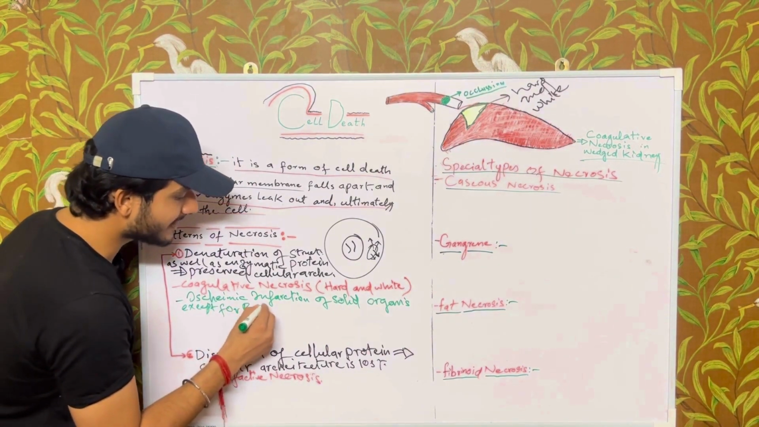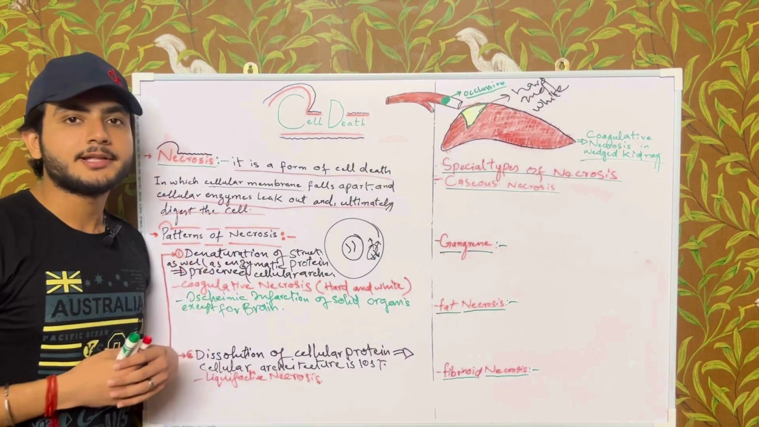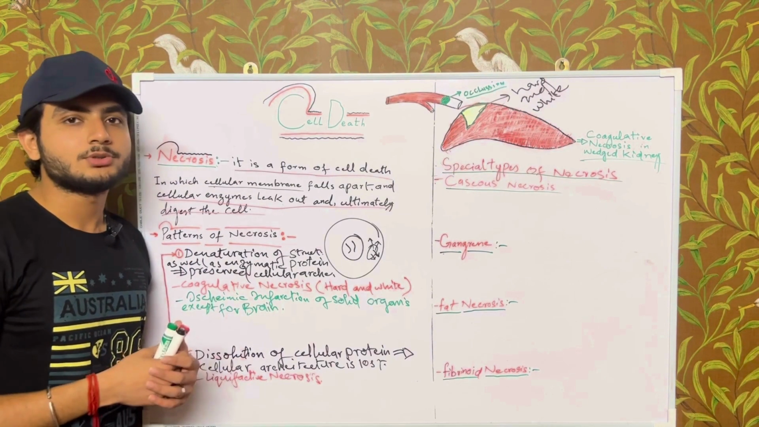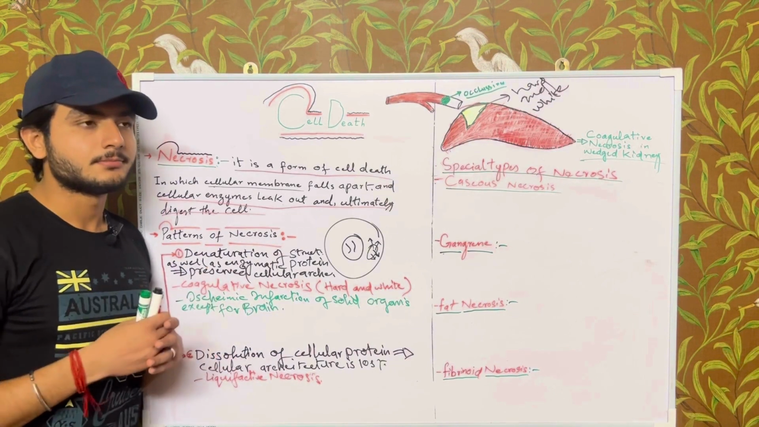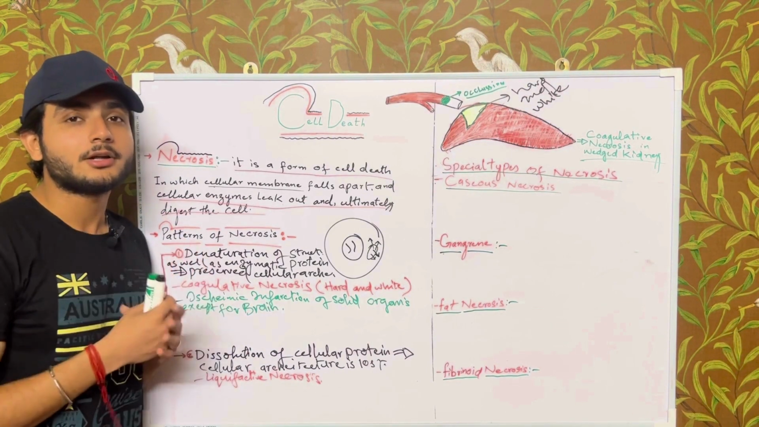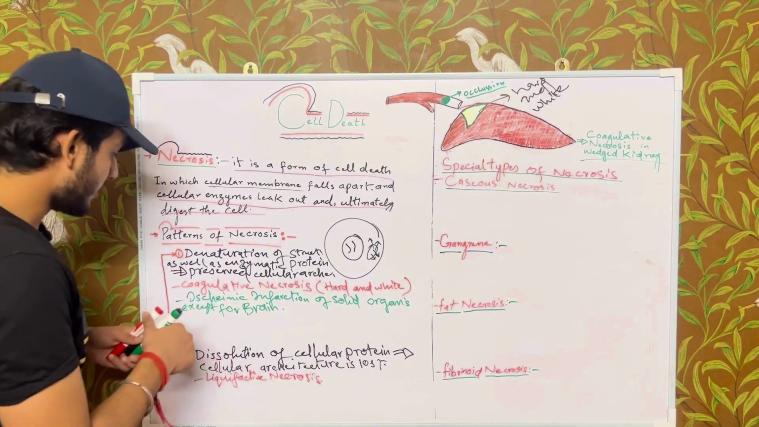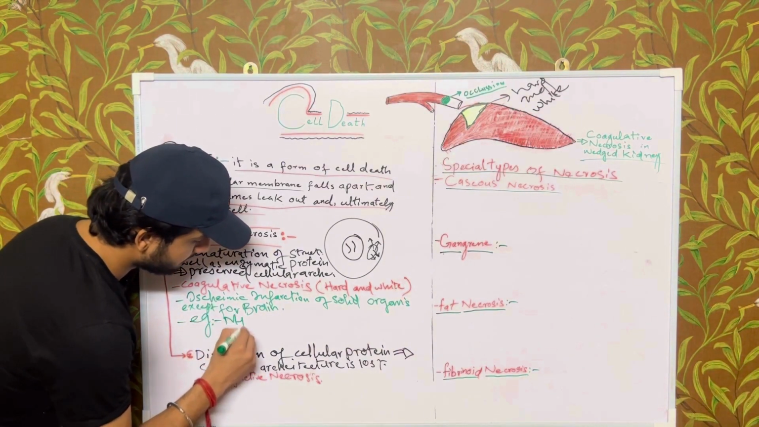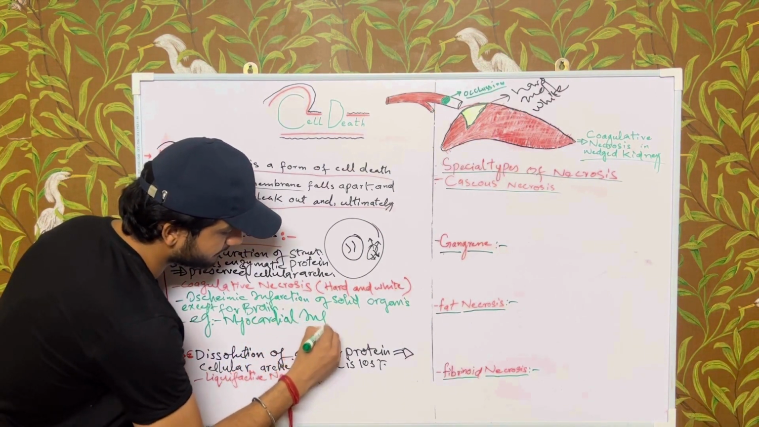The best example of this pattern of necrosis is myocardial infarction. In myocardial infarction, the blood supply to part of the myocardium is cut off, due to which there is formation of coagulative necrotic patches. You must remember this point in your mind. The best example is myocardial infarction.